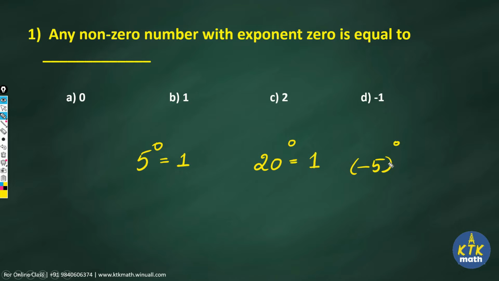You just keep in your mind any number power 0. Okay, any number power 0, the value is always going to be 1. So just keep this very important point in your mind. Okay, now let's move to second question.